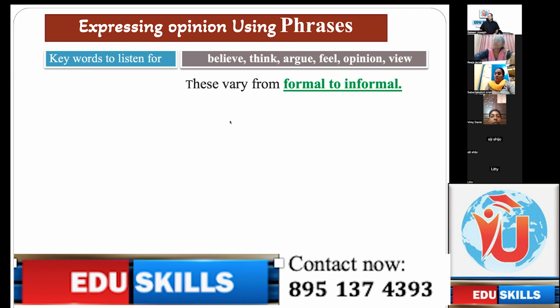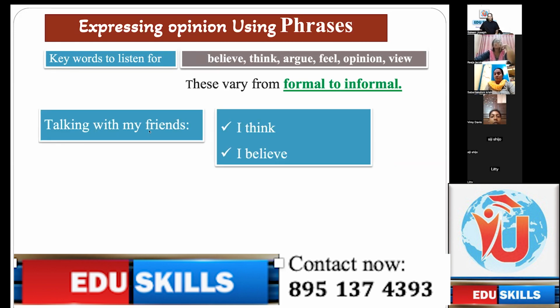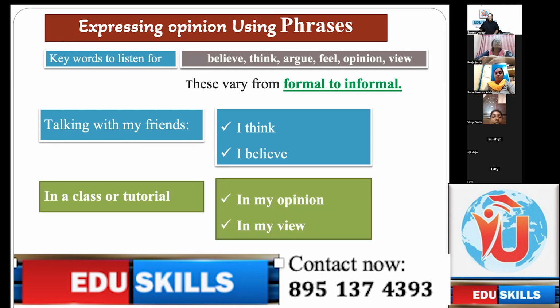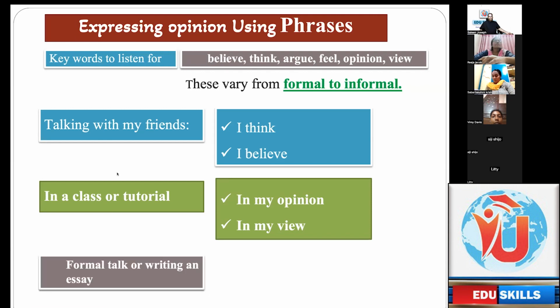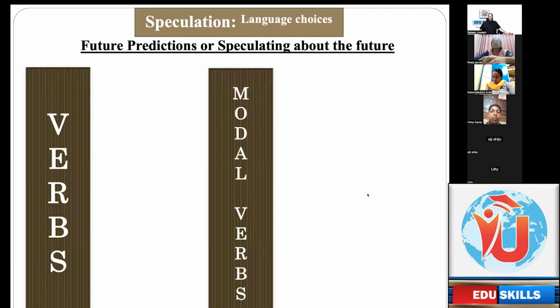And now expressing opinion using phrases, just see the examples. Now, these vary from formal to informal. Usually in your conversation, you may have informal sayings. For example, talking with your friends or somebody, in informal language you say, I think, I believe. And in a class or tutorial, you can say, in my opinion, or in my view. When I take a session, I don't say, I think, I believe. Usually I say, in my opinion, or in my view. In formal talk or writing an essay, you say it is believed, or it is thought. You don't say, I. In formal writing, you don't use pronouns. It is not essential now for you to know exactly how they use these things.